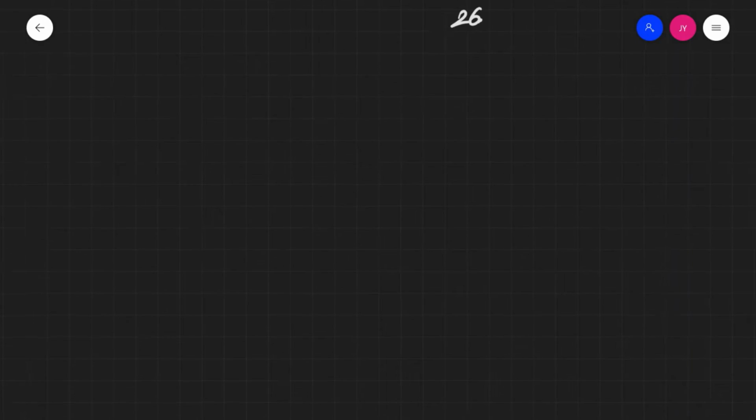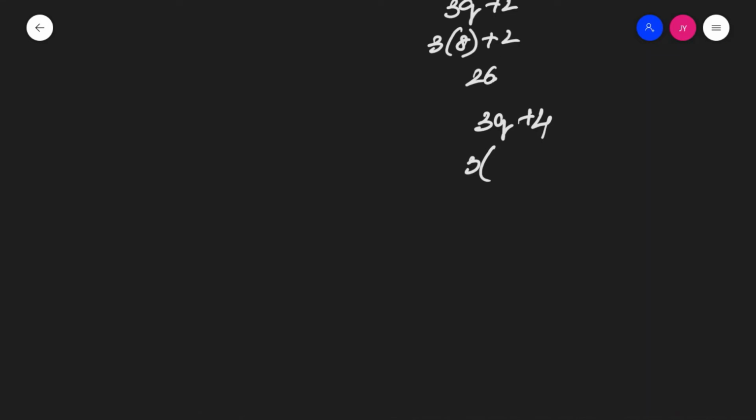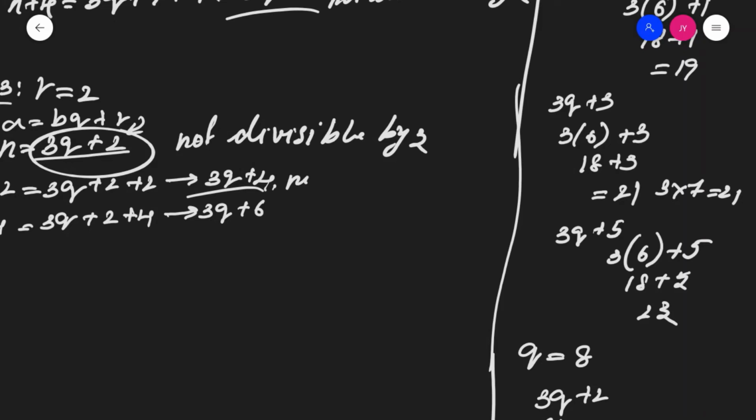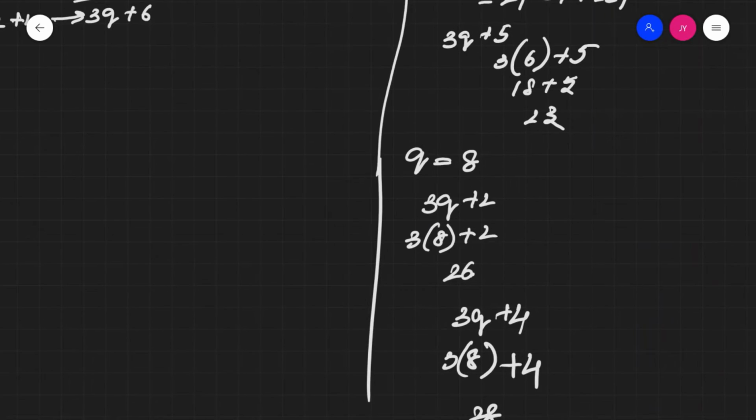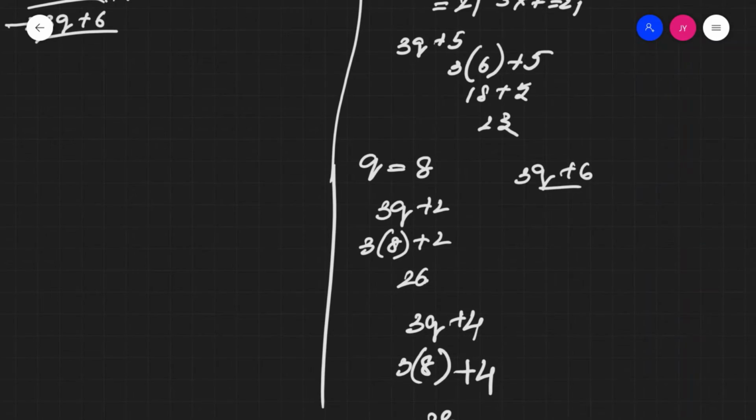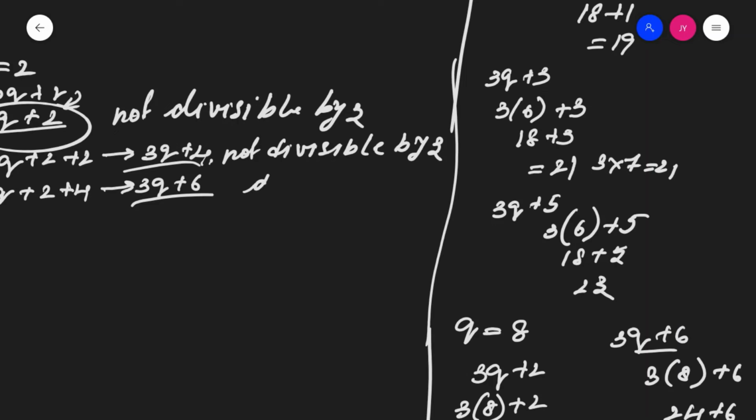Next, 3q plus 4. Is 3q plus 4 divisible by 3? Let us see. Again, 8 is q here. 3 into 8 plus 4, that's 24 plus 4, 28. Is 28 divisible by 3? No, not divisible by 3. So 3q plus 4 is not divisible by 3. Next, 3q plus 6. So 3 into 8 plus 6, that's 24 plus 6. It is 30. Is 30 divisible by 3? Yes, it is divisible by 3.